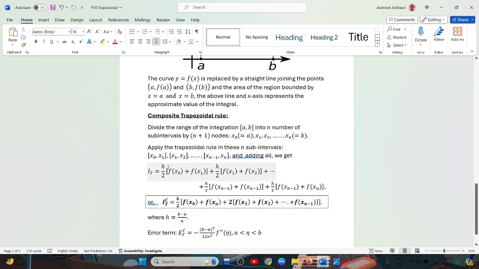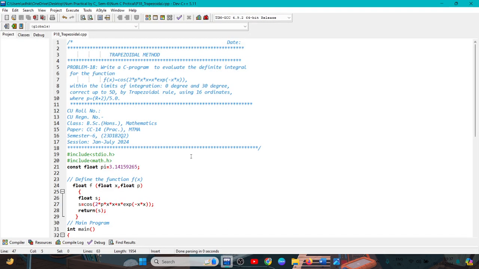Actually we apply this method in the C programming, and this is the error term for composite rule: minus (b minus a) whole cube by 12 n square f double dash eta, where a less than eta less than b. Now back to the problem.